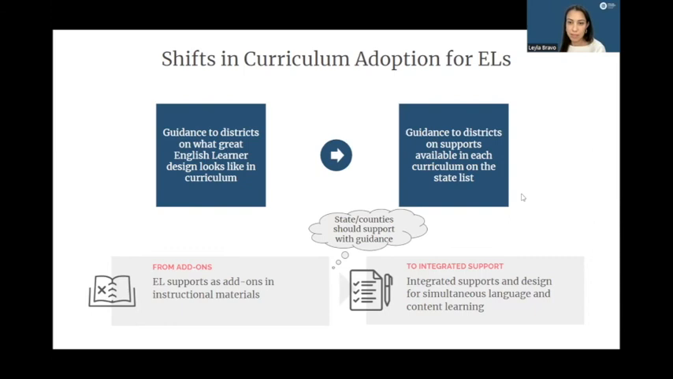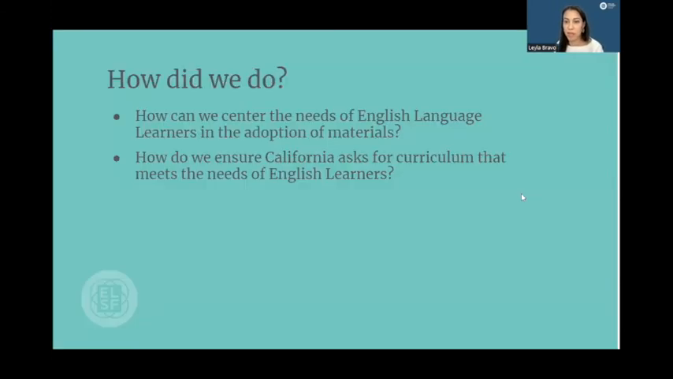Okay, next slide. So how did we do? Today, we talked a little bit about how we can center the needs of English learners in the adoption of materials, and how we ensure California asks for curriculum that meets the needs of English learners. I'll give you a second to reflect on that if you want to share what you took away from today's session, and or share in the chat as well.